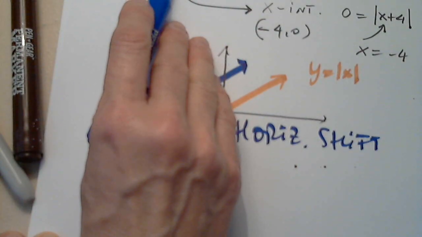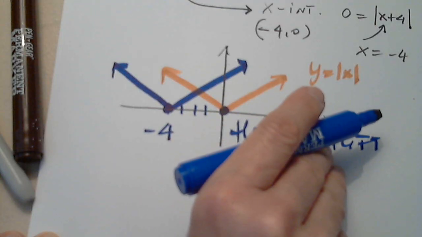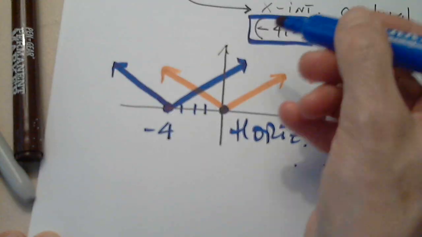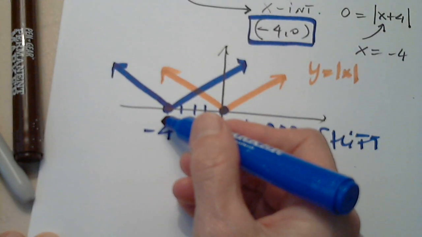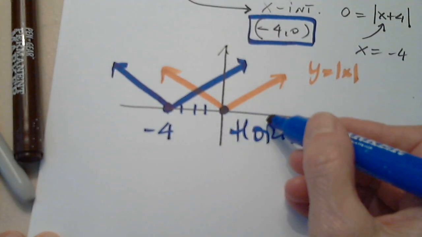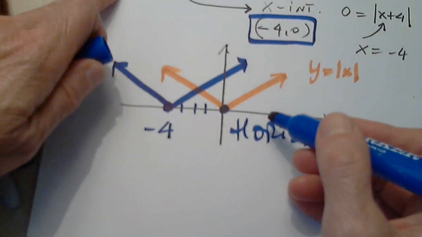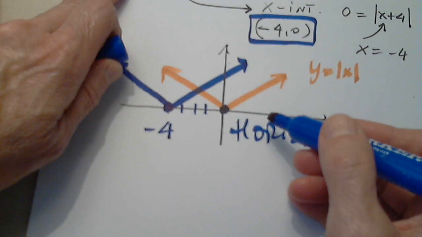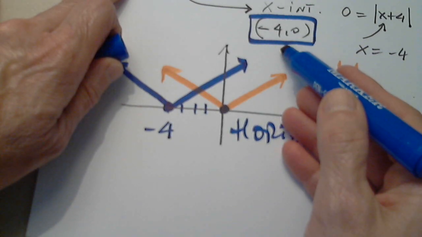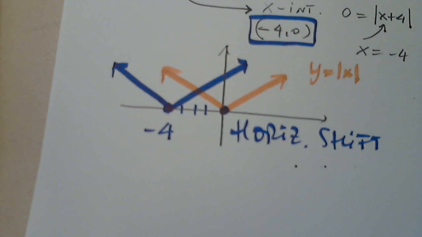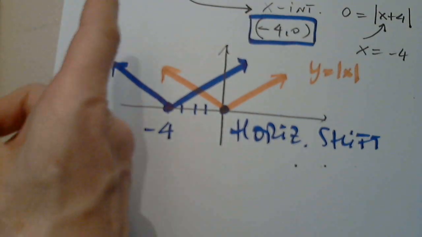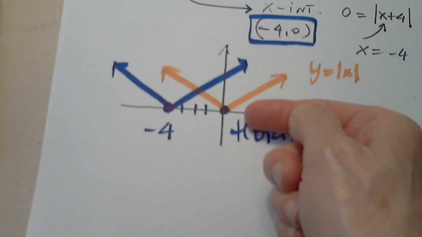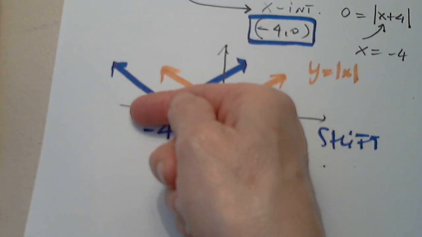You would have expected this to move to the right. No, it moves to the left because that's where the x-intercept is. If I move it to the right, 4 plus 4 is not 0. But -4 plus 4 is 0 to find the x-intercept. So y equals the absolute value of x plus 4 shifts the original graph 4 units to the left.